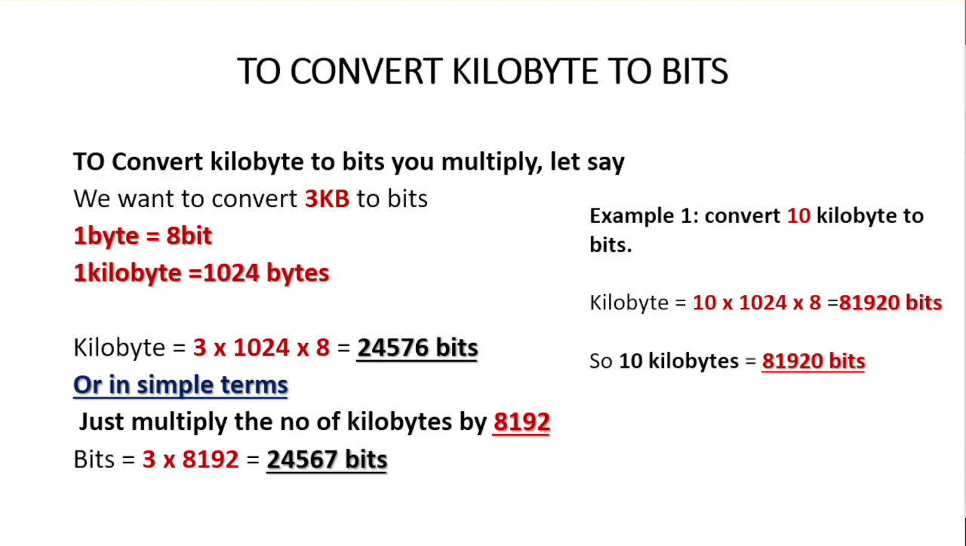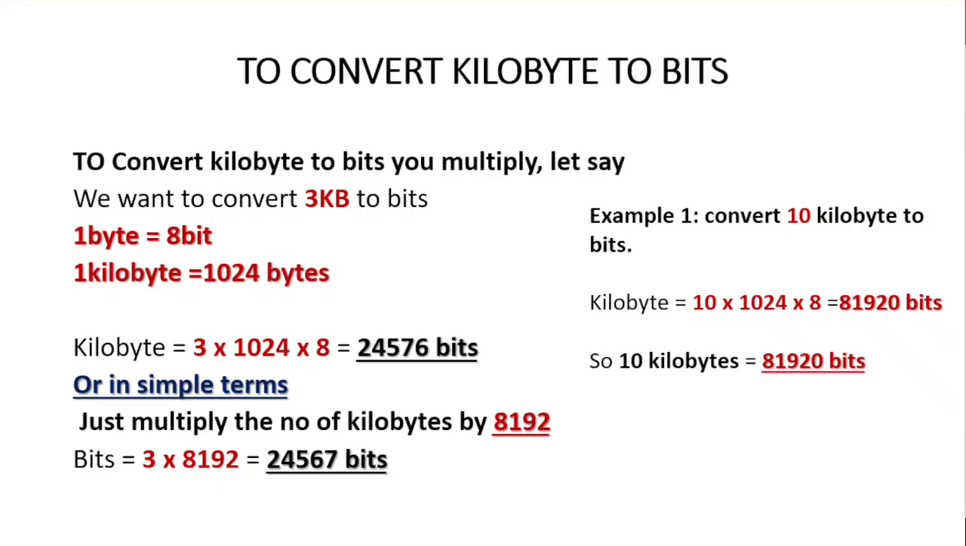To convert kilobyte to bits, now we have converted bits to kilobyte. Now we want to convert from kilobyte to bits. When you are converting from the bigger unit, you multiply, but when you are converting from the smaller unit, you divide. So converting from kilobyte to bits, you multiply. So let's say we know our normal units: 1 byte is equal to 8 bits, 1 kilobyte is equal to 1024 bytes. So what you are going to do is multiply the kilobytes that we want to convert with these two numbers, 8 bits and 1024 bytes.